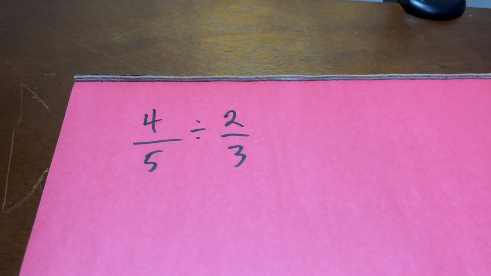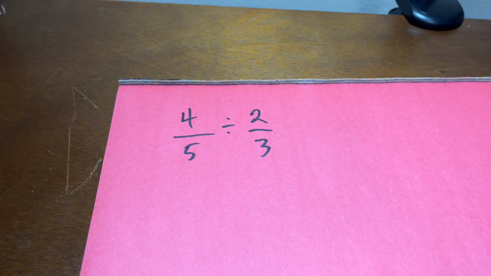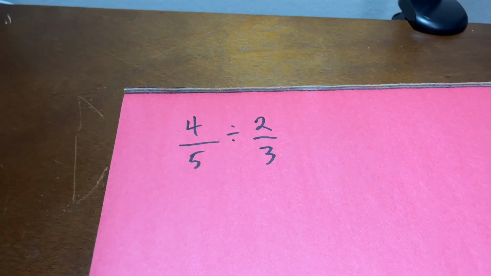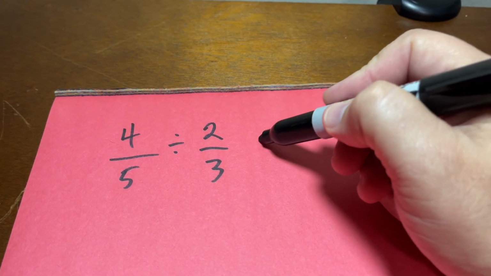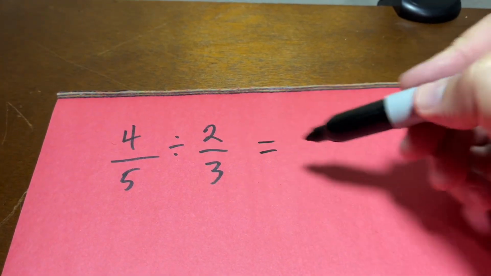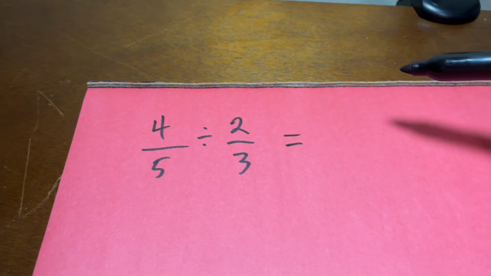Let's do a little bit of division of fractions. As you get a little bit older, there are some different ways to do this. Usually you start at the elementary level and you change to least common denominators. You get a common denominator here.